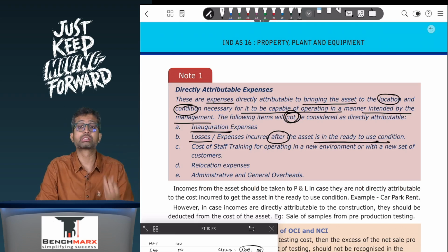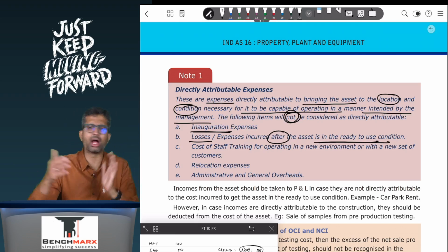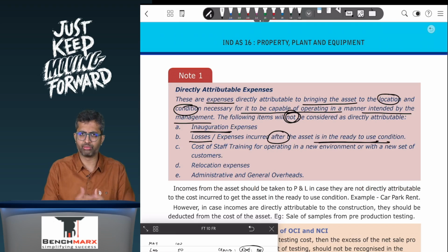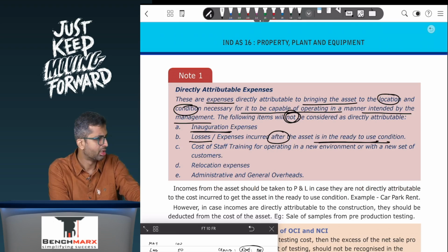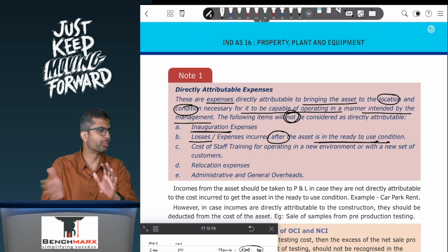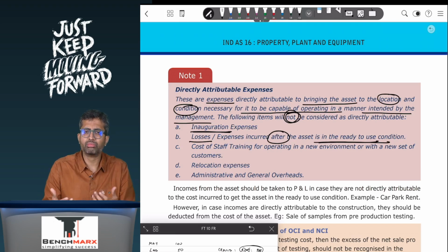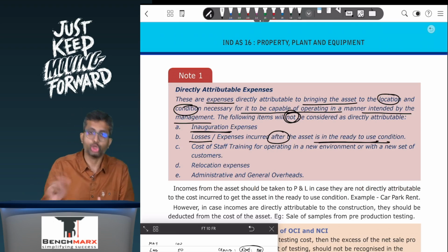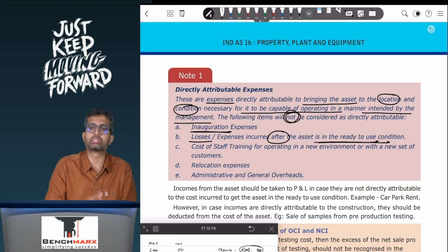Third is cost of employee training. Let us say you buy a bunch of laptops. You want to digitize your entire process. Now your employees don't know how to use computers. You go to NIIT and you get a computer training done from them. Does that increase the cost of the laptops? No sir, the laptops are ready for use. Your employees don't know how to use it, that does not increase the cost of your laptops.